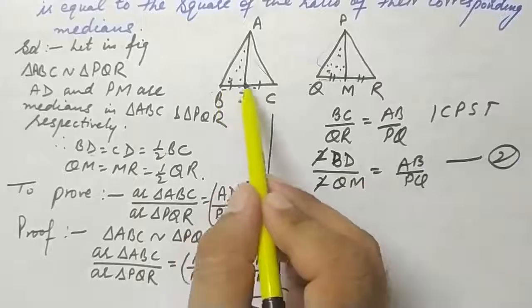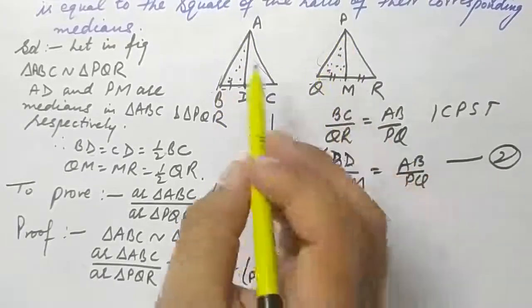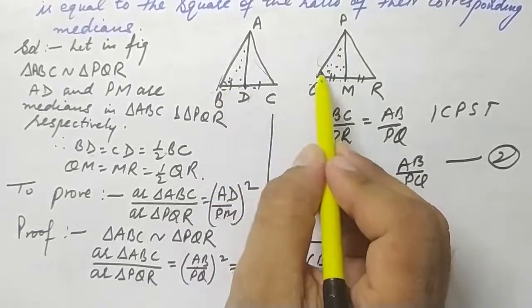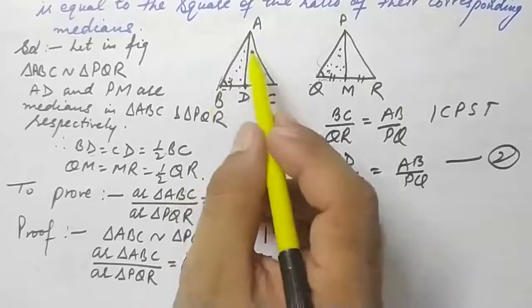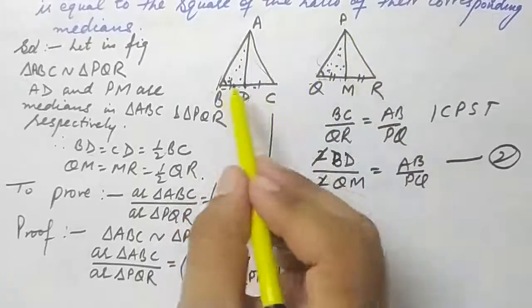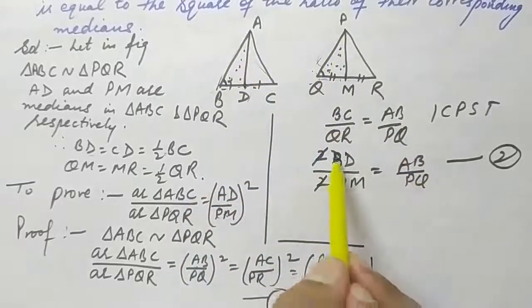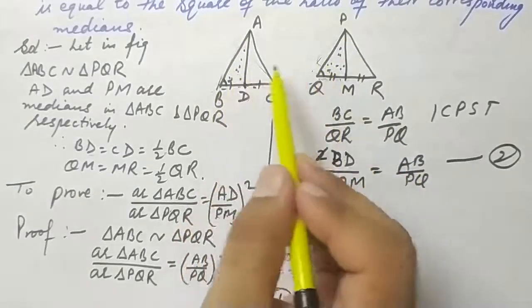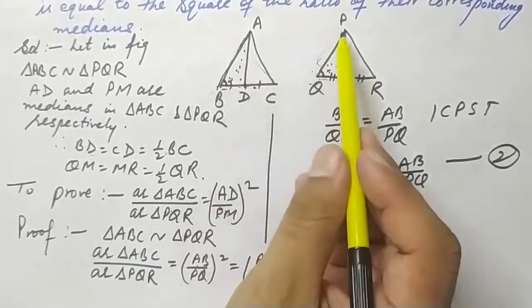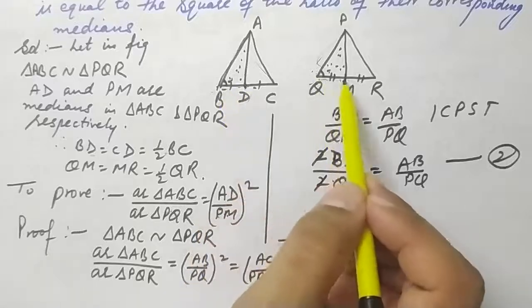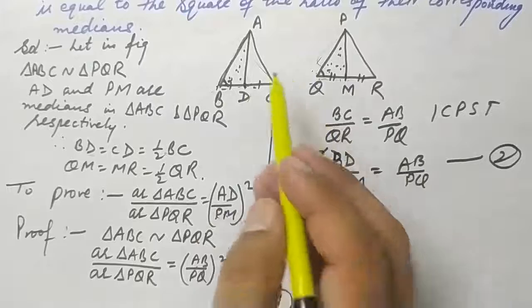See here, BD over QM is equal to AB over PQ, and angle B is equal to angle Q by CPST, because the bigger two triangles are similar. Triangle ABC is similar to triangle PQR, so angle B is equal to angle Q. So the small two triangles are similar by SAS, side, angle, side. AB over PQ is equal to BD over QM, and angles B and Q are equal, so by SAS these two triangles are similar.